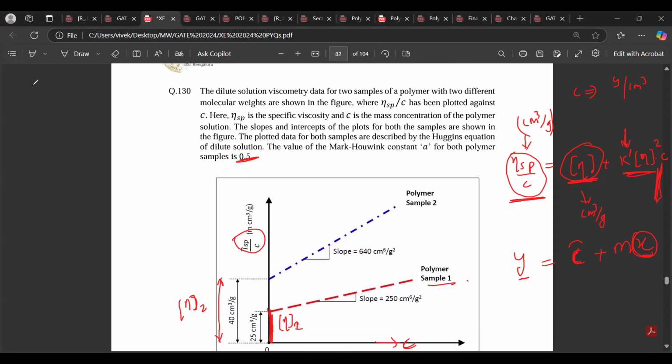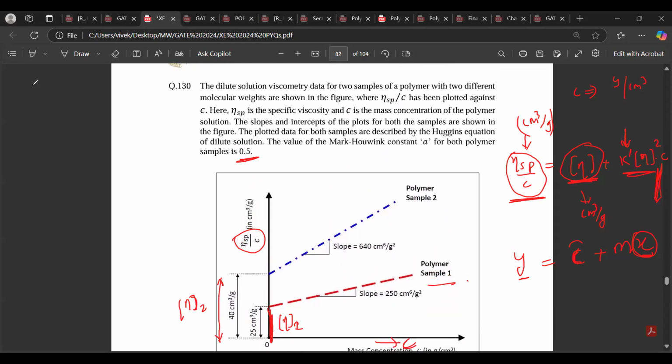Oh my God, really? You want to ask this? MV1 by MV2. What is MV? What is the Mark-Houwink equation, guys? Come on. The Mark-Houwink equation says K MV to the power a is your intrinsic viscosity. So if it is 1, this is 1. If it is 2, it is 2.